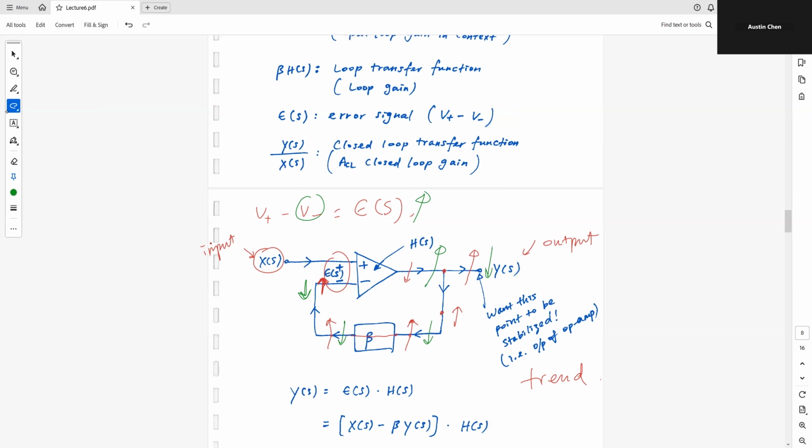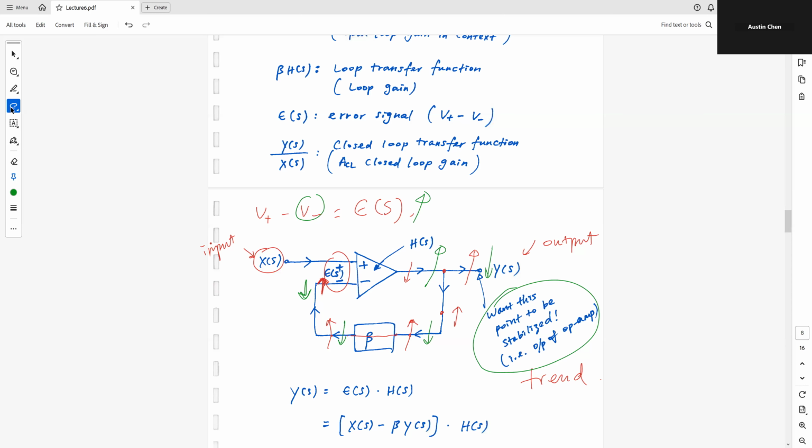So again, the negative feedback works to compensate or to remove this disturbance by counteracting what you have originally in the system. So it helps to stabilize your output voltage quite conveniently using this negative feedback technique.